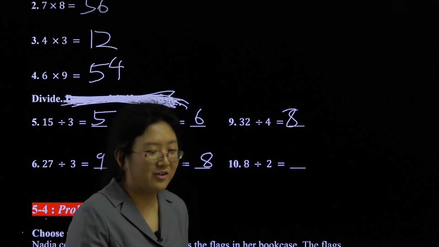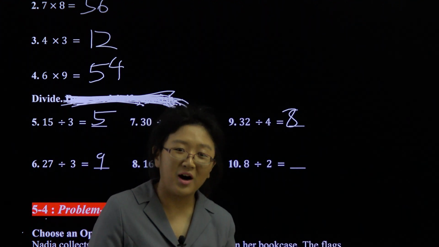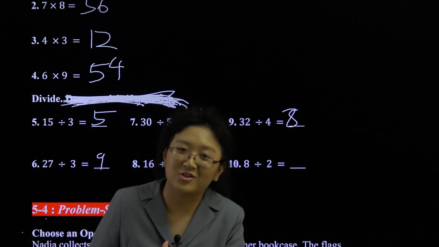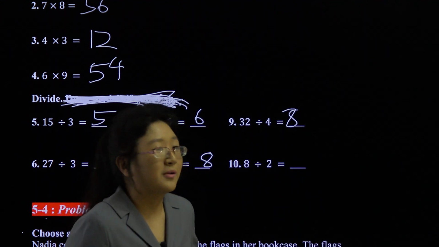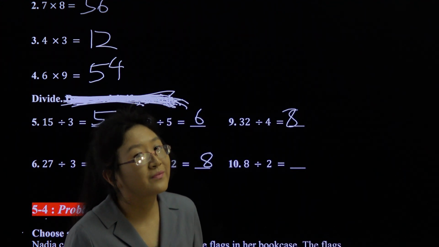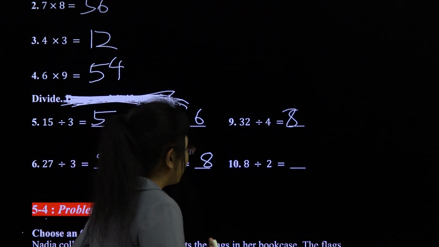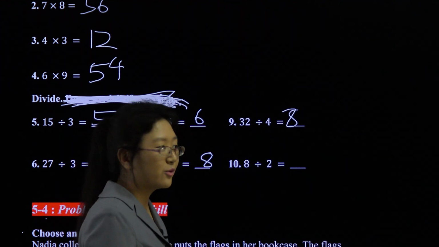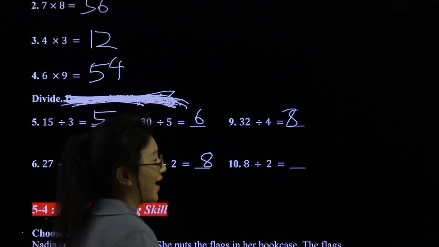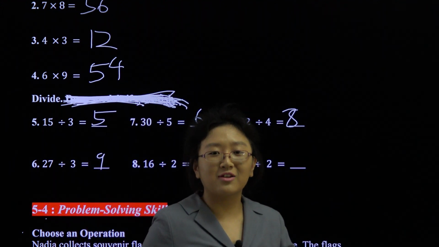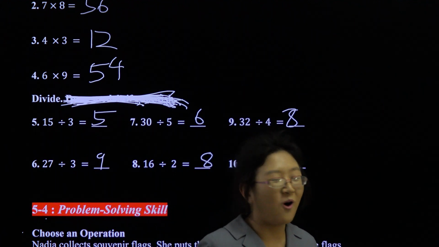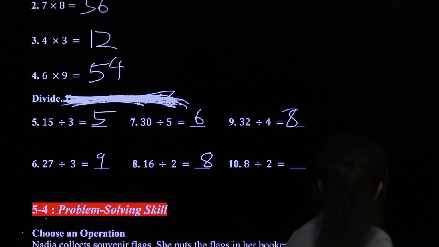8 divided by 2. If you have to draw a model for this, you are in serious trouble, my young friend. But remember your multiplication table. 2 times 4 equals 8. Therefore, 8 divided by 2 equals 4. Wow!